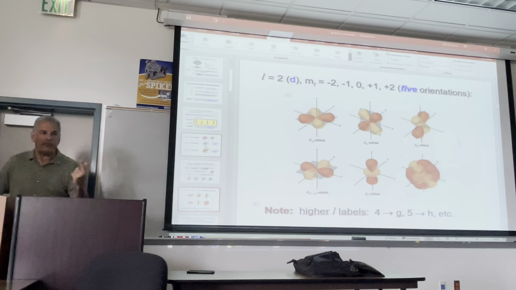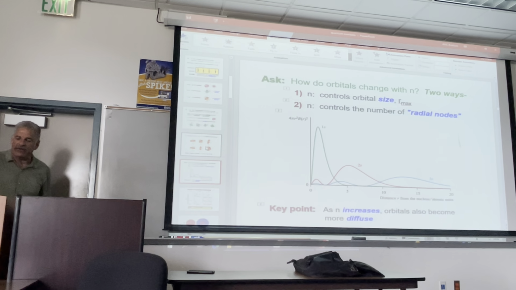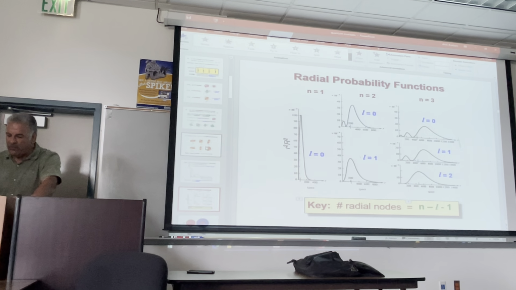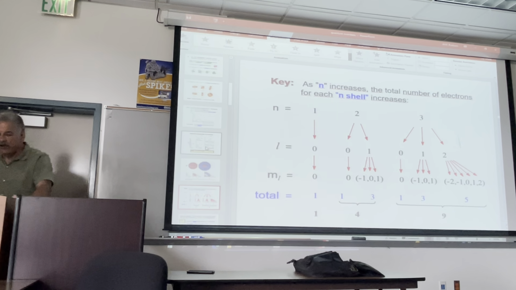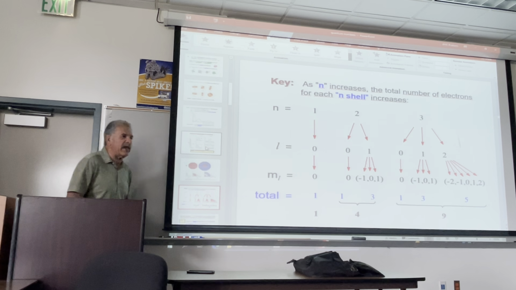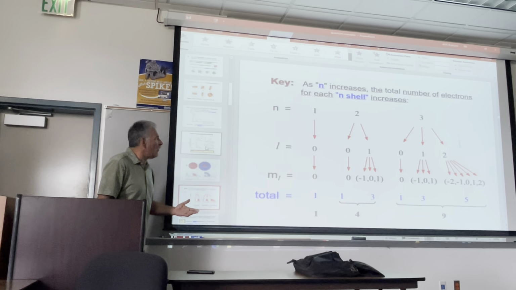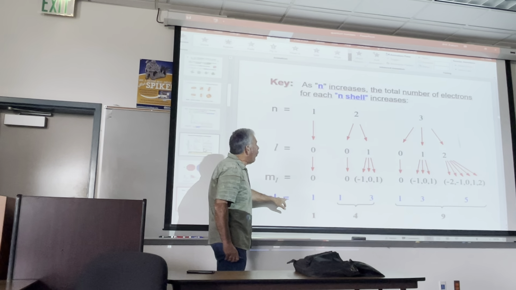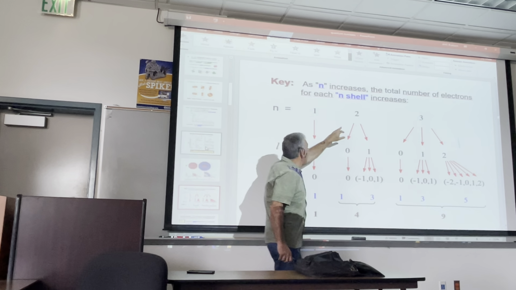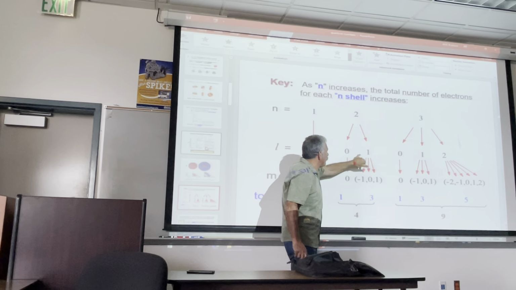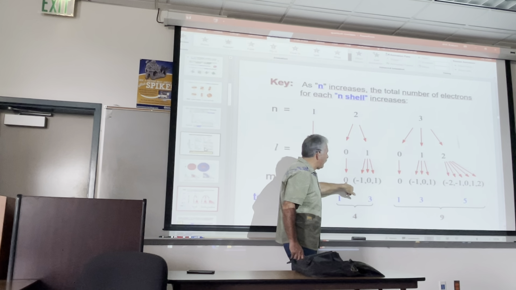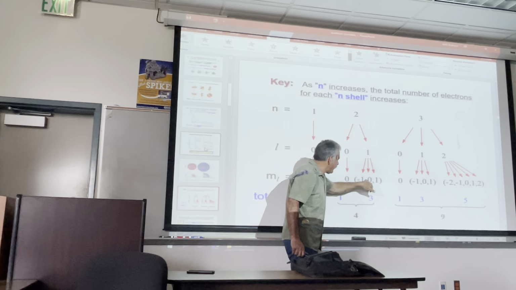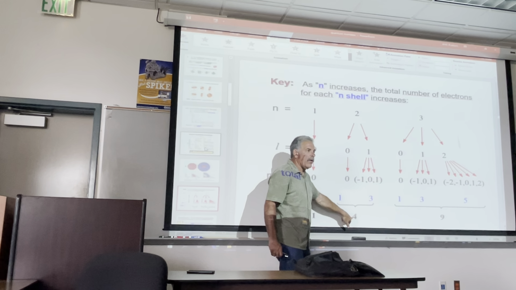So we can either have s, p, d, or f. How do orbitals change within? Two ways. You have the orbital size and the number of radial nodes. We don't need to worry about that right now, so let's skip that. Here's what we need to look at. What does this mean when we have an s orbital? We have n equals 1, l equals 0, one shell. If we have n equals 2, we have l equals 0 or 1, so we have the s orbital and 3 p's, px, py, pz, for a total of 4.